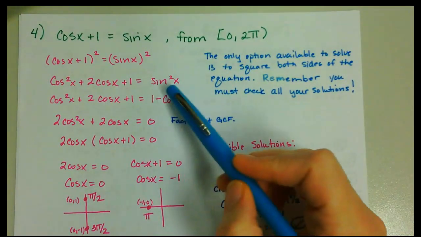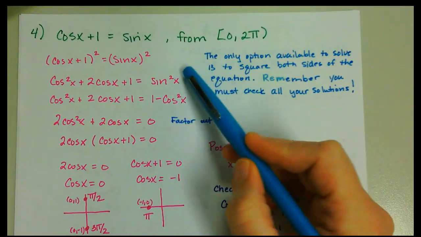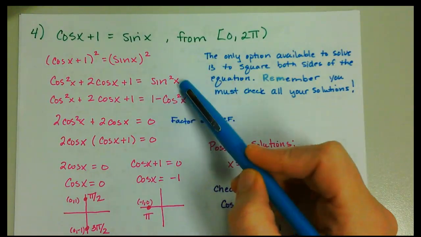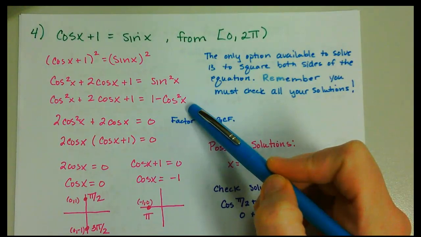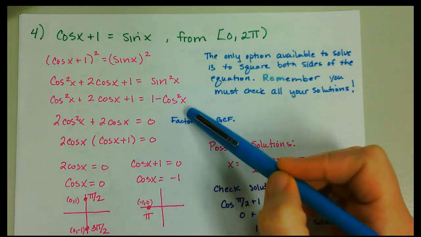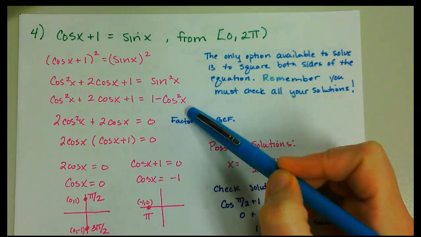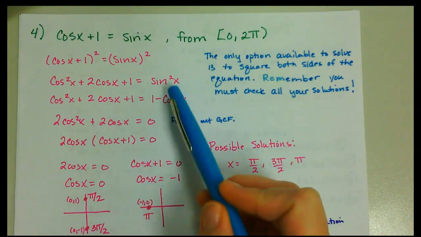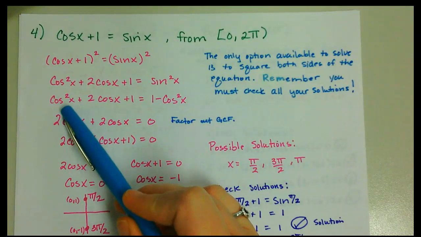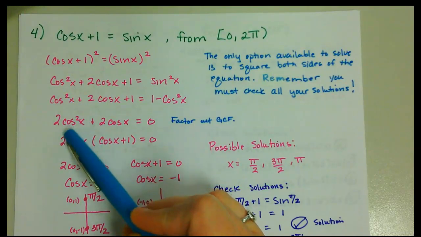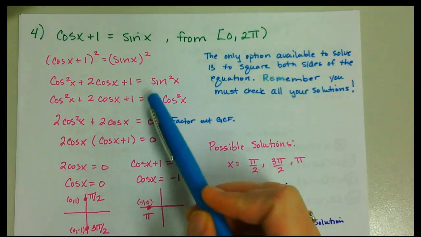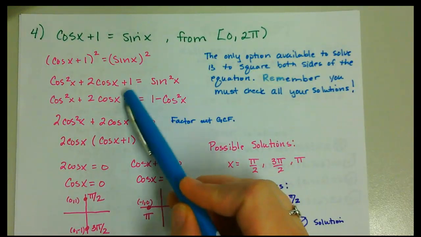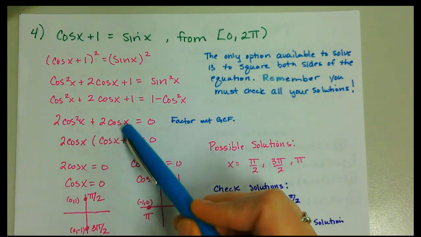Alright, so here's what I have now after squaring. I'm going to replace this sine function with the Pythagorean identity. That way I'm turning all of these into the same type of trig function. And then I'm going to collect my like terms and set it to 0. So I move the cosine squared x over here, so now there's 2 of them. 2 cosine x, and when I move that minus 1 over, the 1's cancel out. So here's what I have left.